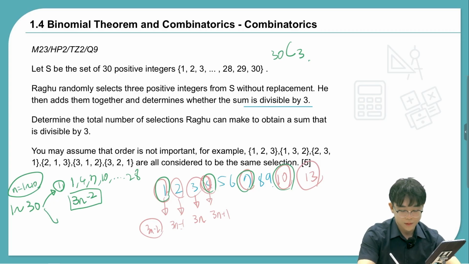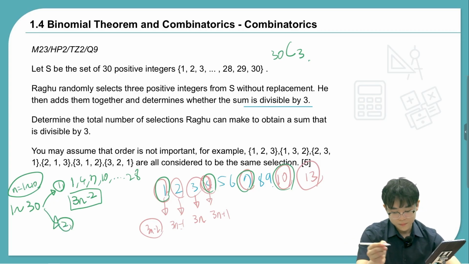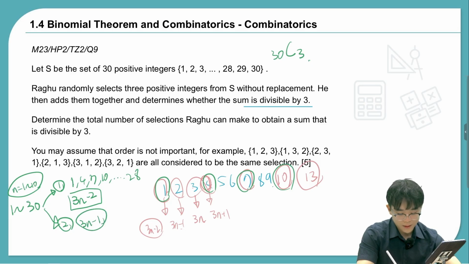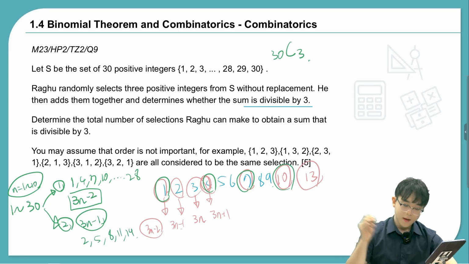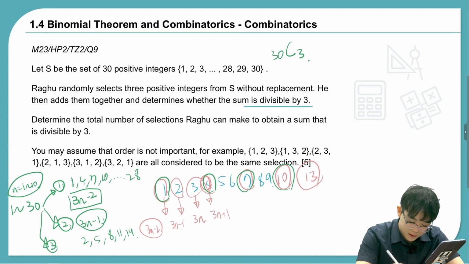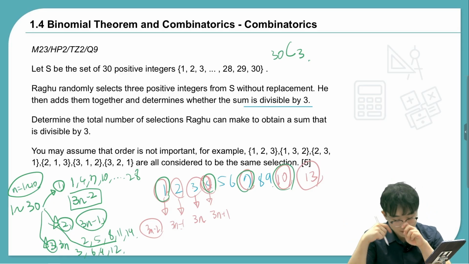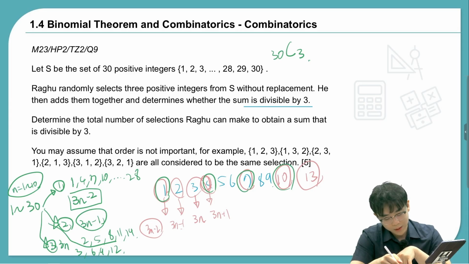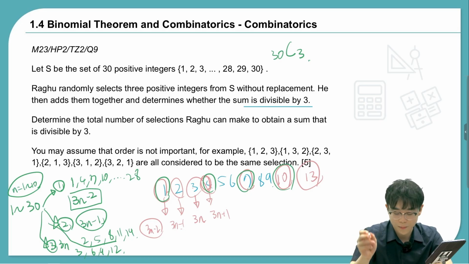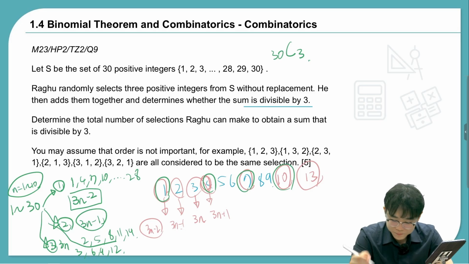So we have 30 numbers. The first group is 3n minus 2. The second group is 3n minus 1, so that would be 2, 5, 8, 11, 14, etc. The third group is just 3n, like 3, 6, 9, 12. So if you choose one number from each of these, like 1, 2, and 3, or 1, 2, and 9, or 7, 5, and 12, then that's going to give you a sum divisible by 3. Okay, and is that the only way? Well, we'll have to see.